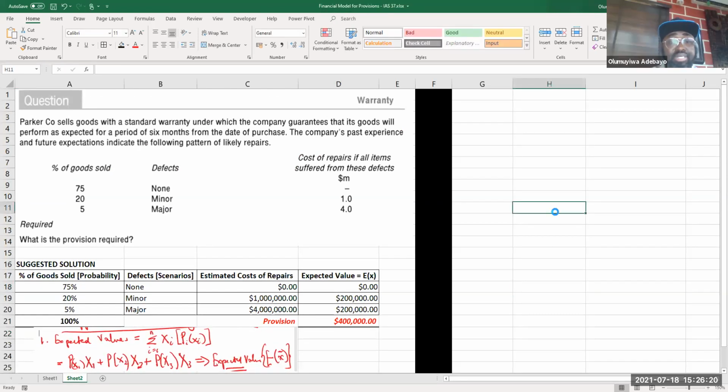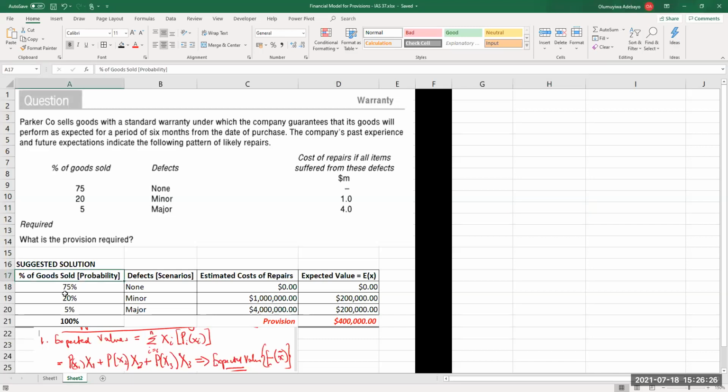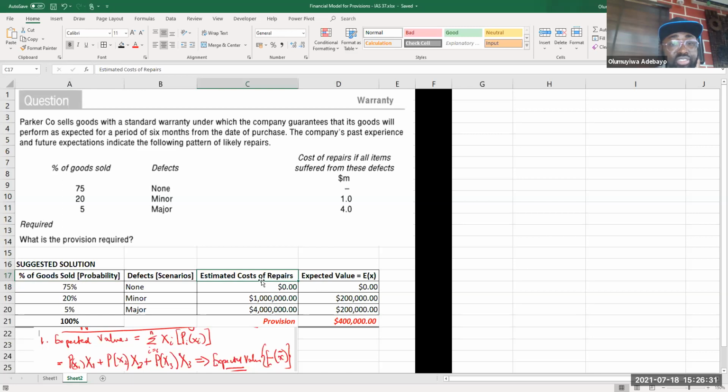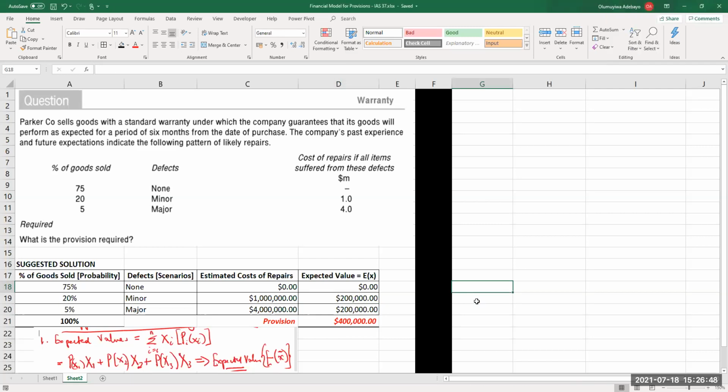Okay, can you see the formula? What is PX? PX is the probability. What is X1? X1 is the estimated cost for each scenario. And PX times X1 is the expected value for that first scenario, second scenario, and third scenario. Does that make sense to you? Thank you, sir. Clear.